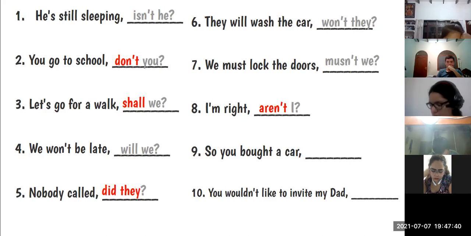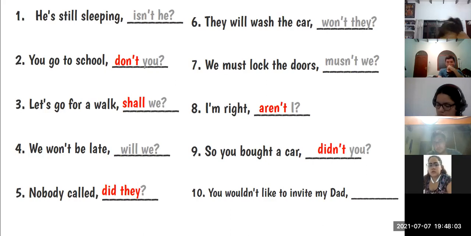Okay, what about this one? So, you bought a car. Didn't you? Very good. No tenemos acá un auxiliar, pero como nuestra oración está en pasado simple, utilizamos un auxiliar que es para el pasado simple. Didn't. Okay? The last one. You wouldn't like to invite my dad. Would you? Very good.